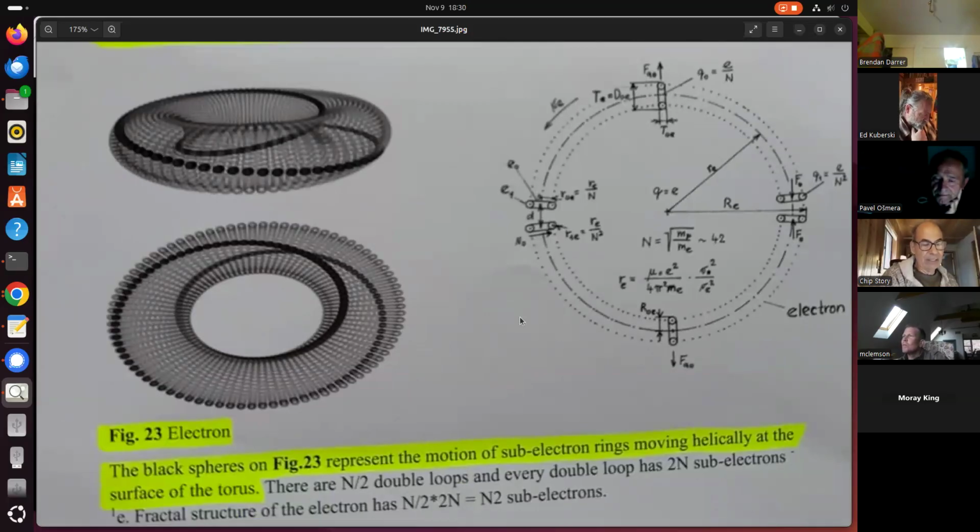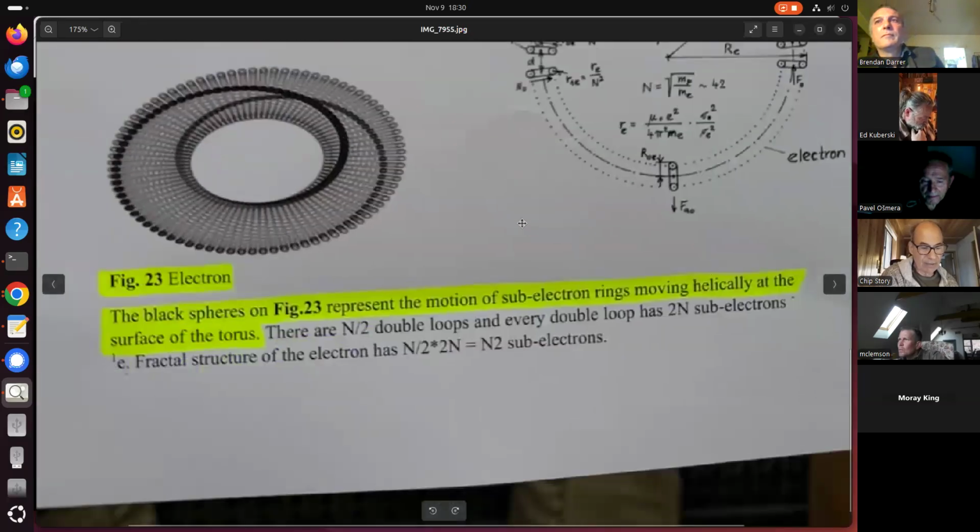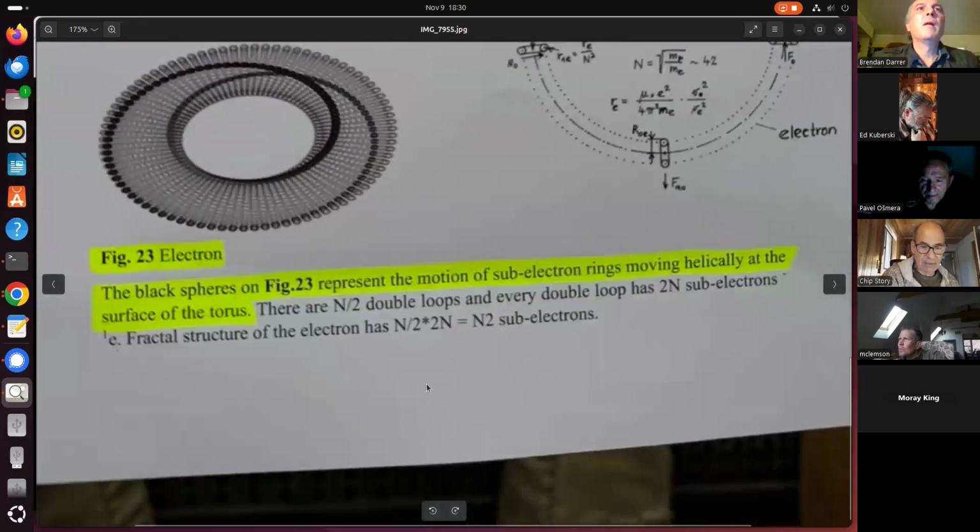Interesting. All right, so the black spheres in figure 23 represent the motion of subelectron rings moving helically at the surface of the torus. Wow. There are N over 2 double loops, and every double loop has 2N subelectrons. The fractal structure of the electron has N and N subelectrons. Okay.